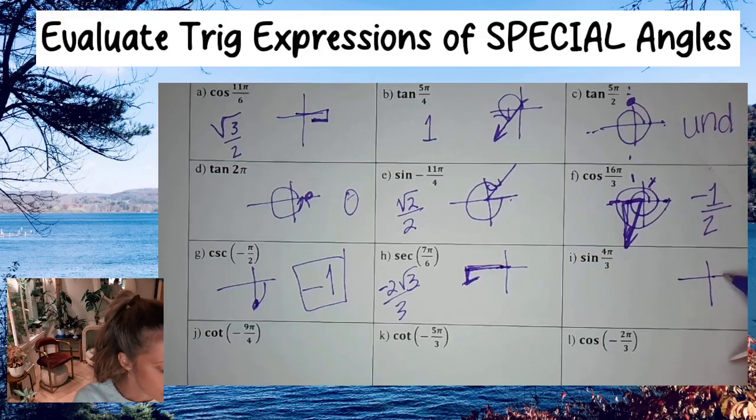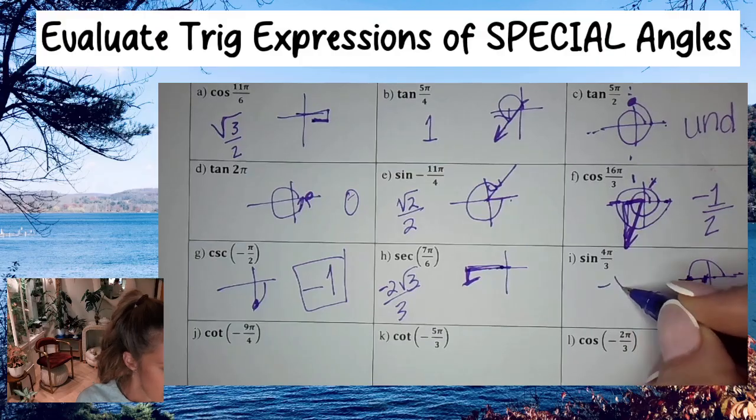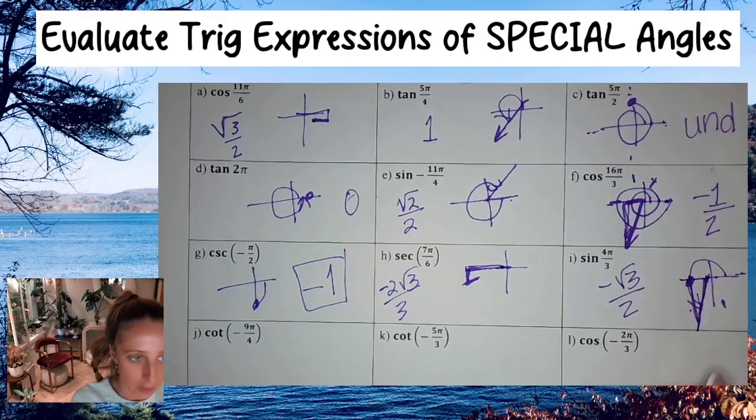4 pi over 3, tall and skinny like a tree. So that's 3 pi over 3. 4 pi over 3 is there. To keep checking, 5, 6 pi over 3 is 2 pi. It makes sense. 4 pi over 3 is there. Sine is the y value. Over a little, down a lot. Tall and skinny like a tree. So that means sine is negative root 3 over 2.